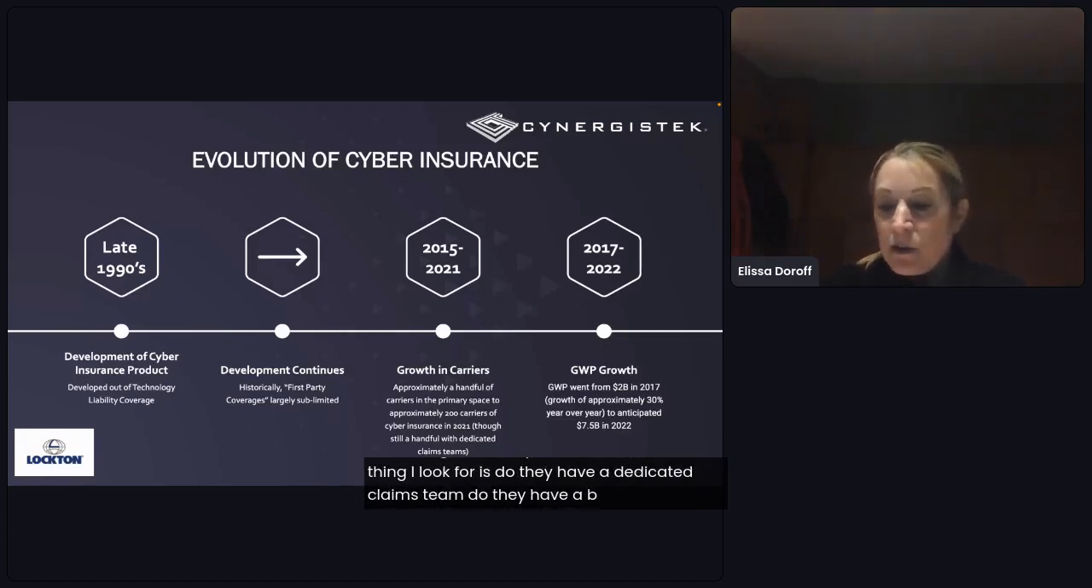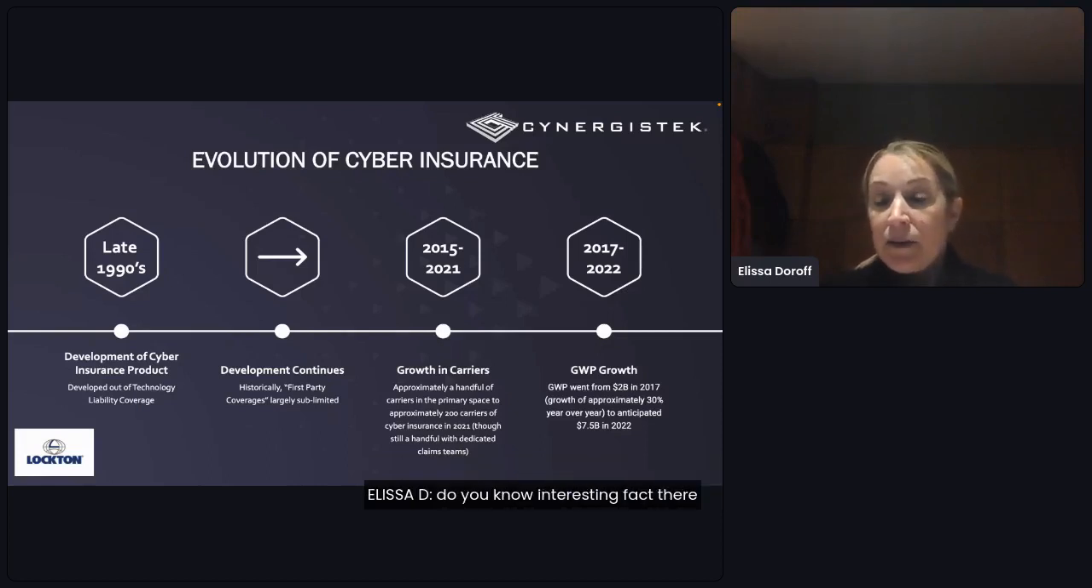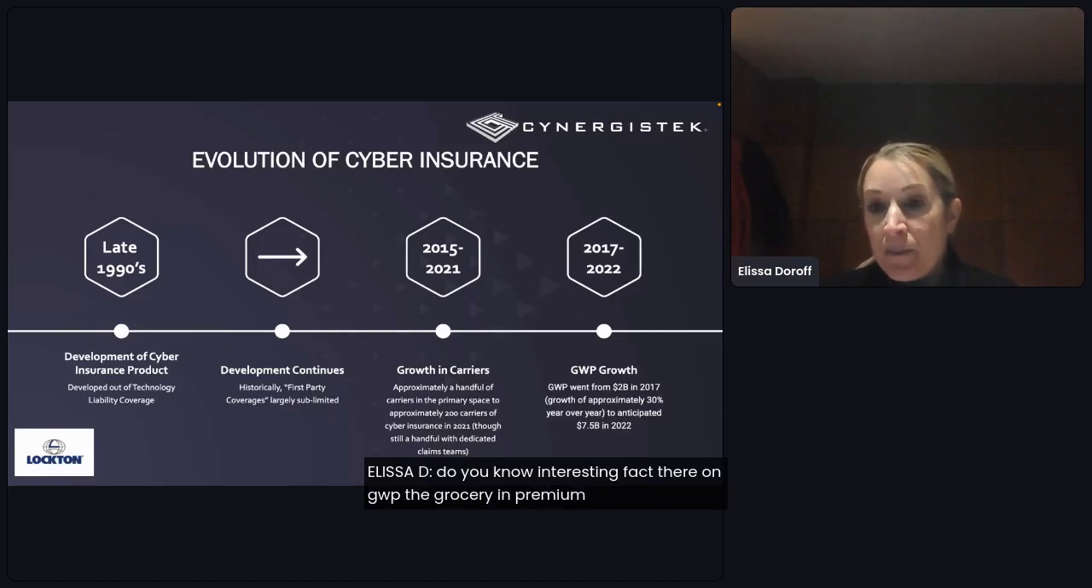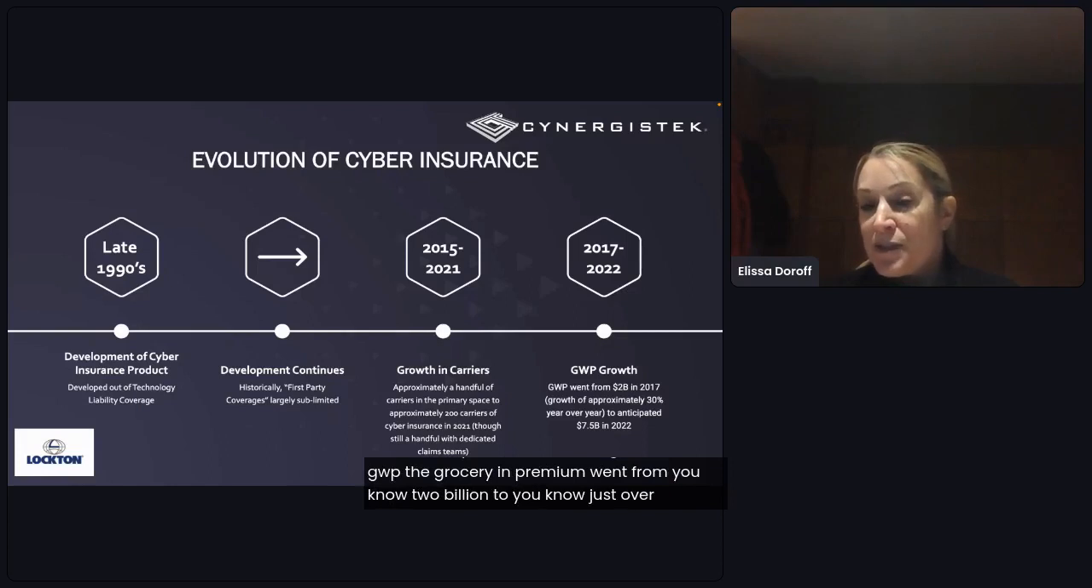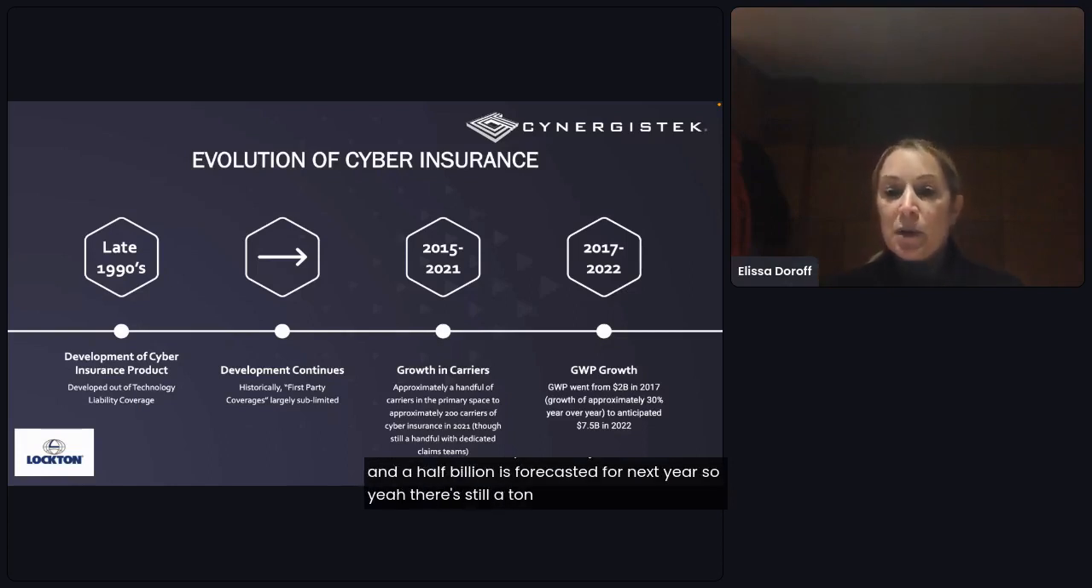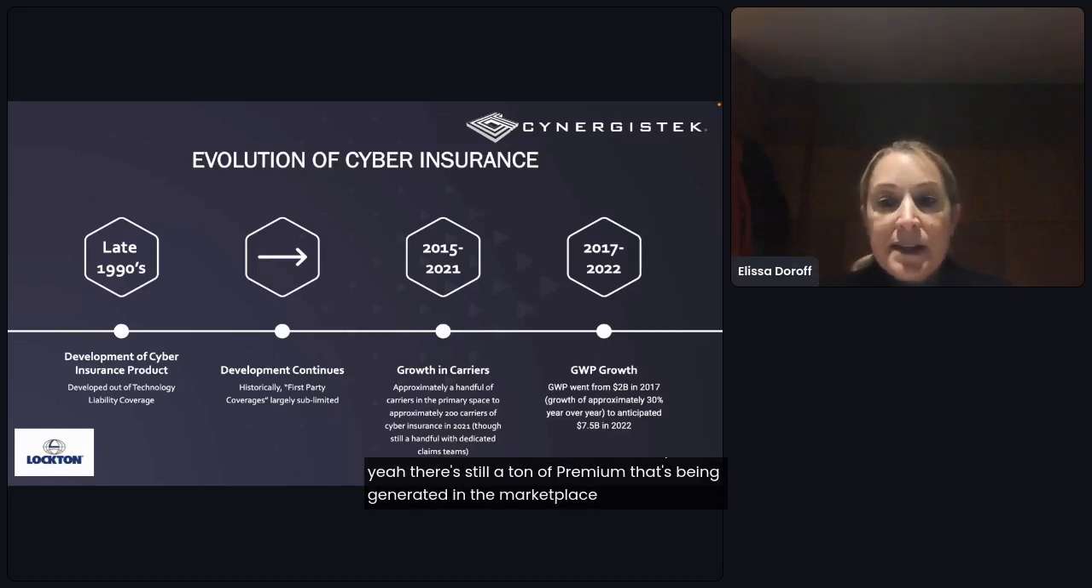It really doesn't matter. You can have the best policy in the world, but if at the end of the day you have an incident and there's nobody there to help you through it, the coverage itself is useless. So, interesting fact there. And GWP, the gross written premium, went from 2 billion to just over 7.5 billion forecasted for next year. So there's still a ton of premium being generated in the marketplace. We can go to the next slide.